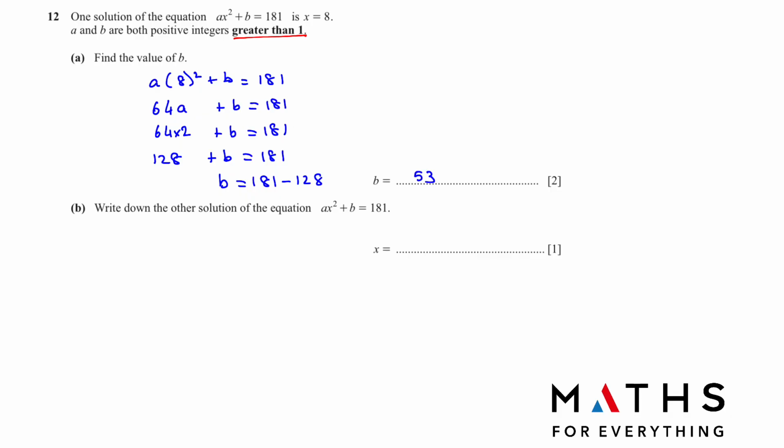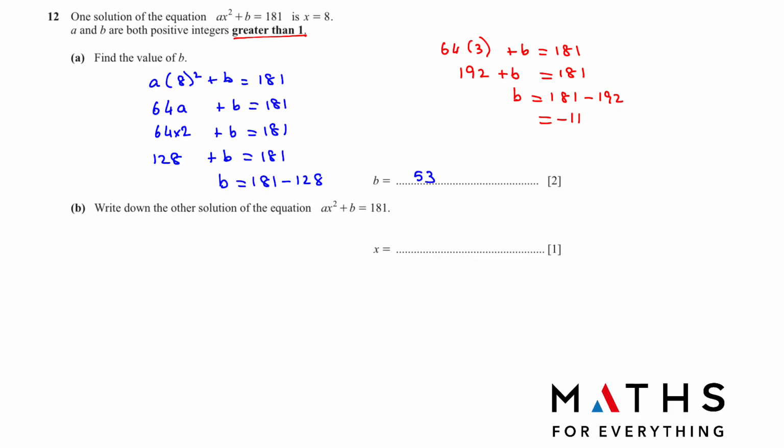Why did I not multiply and consider a as 3? If a is 3, I will get 192. And I shift to the other side, it will be 181 minus 192. It will give me b is equal to negative 11, but b is a positive integer. So that's why we substituted a with 2.